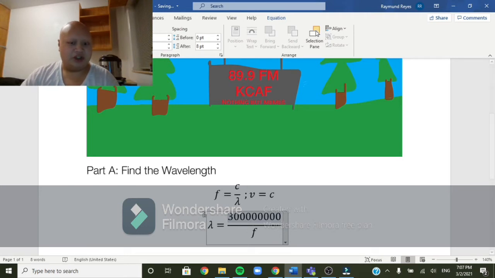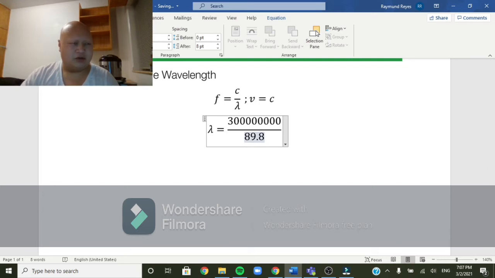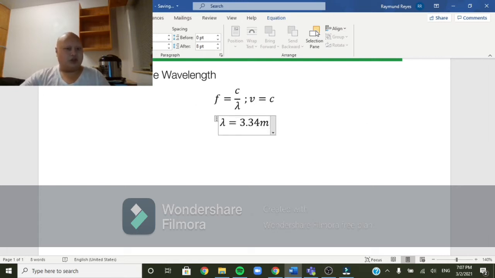It's actually 89.8, but in the States, the last digit, which is the digit after the decimal point, is an odd number. But in this case, it's 89.8, which doesn't really make sense. Probably makes sense in other countries, but not in the States. But yeah, we have to convert megahertz to hertz, and all you have to do is multiply by a million. So it's 89 million and 8,000. So divide that into 300 million, and then you get 3.34 meters as the wavelength. So that's your answer, right?